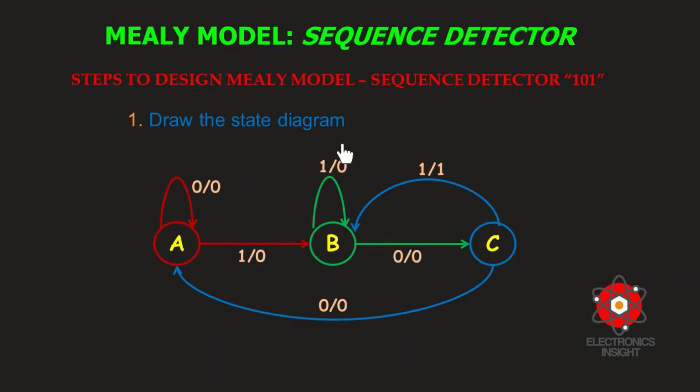So how to start with the state diagram? Here you don't have to worry about how the input sequence will be. What sequence should we detect? That is 101. So now how to start?